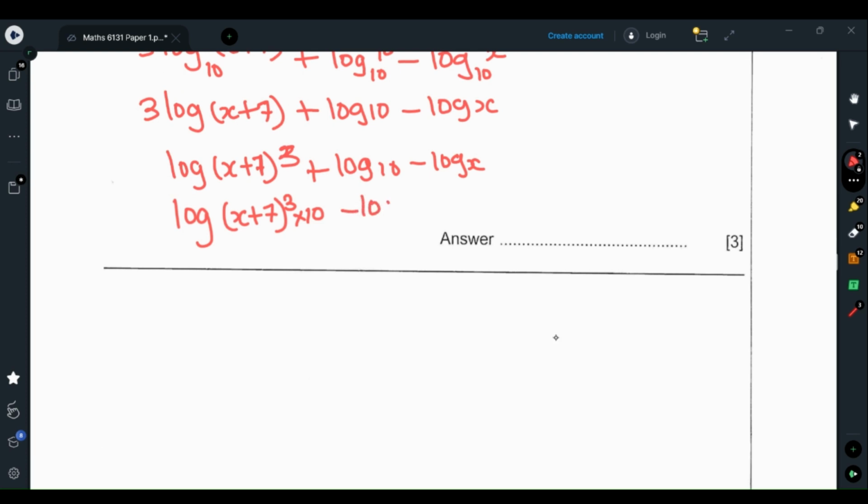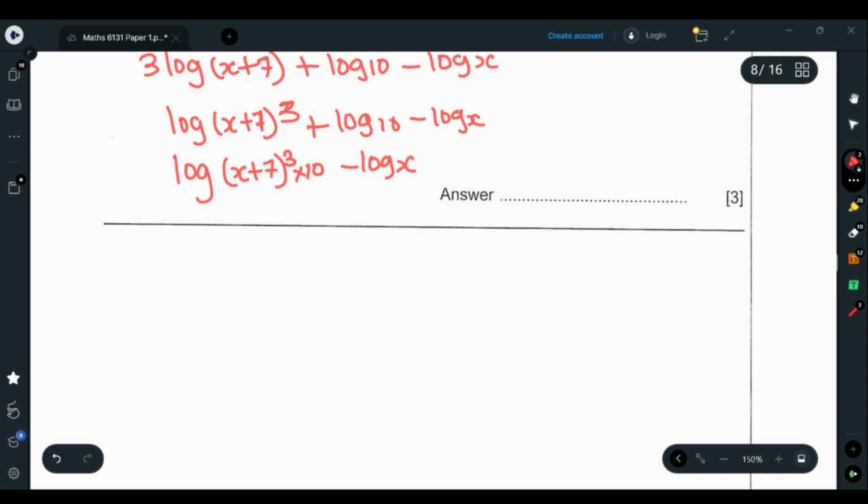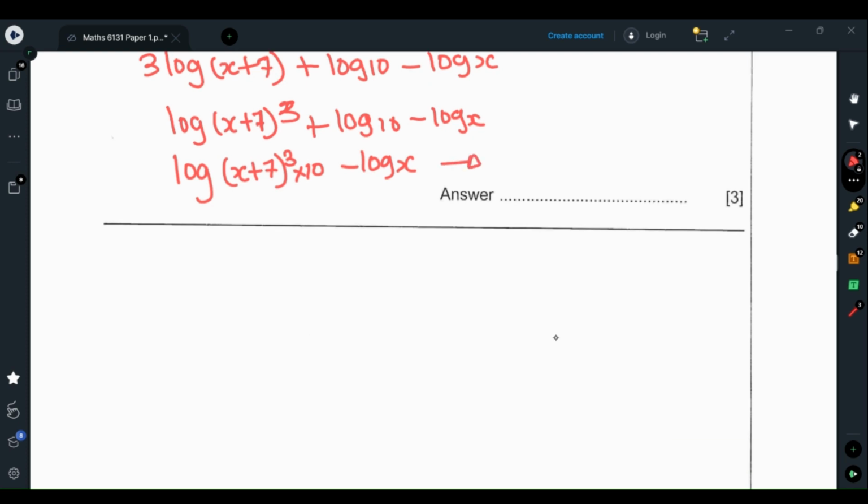minus log x. If you're subtracting logs, it's the same thing as dividing the terms. So this can now become log of 10 multiplied by x plus 7 to the power 3, divided by x. So that's the single term: log of 10 multiplied by x plus 7 to the power 3 divided by x.